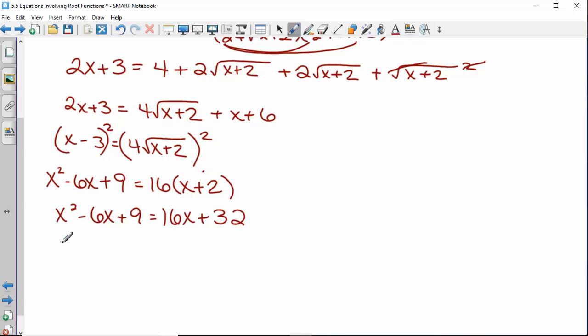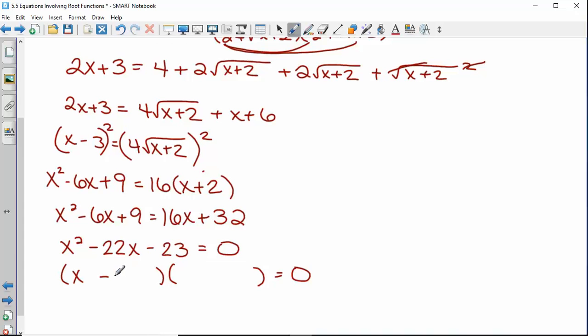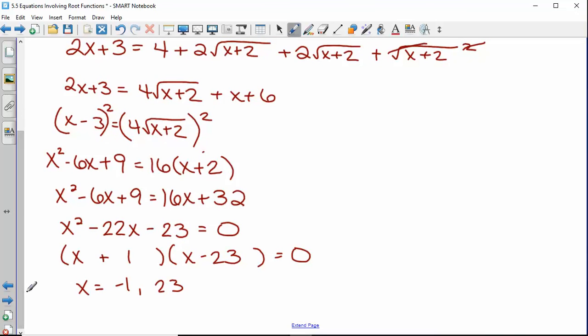Distribute your 16 and then it's quadratic, so if we set it equal to 0, subtract over our 16, subtract over the 32, multiply to negative 23, add to negative 2. So we get x to be a negative 1 and positive 23. Okay, and then check it.